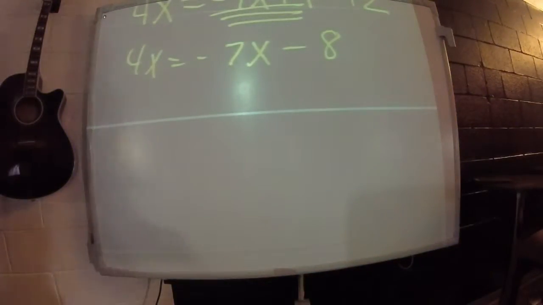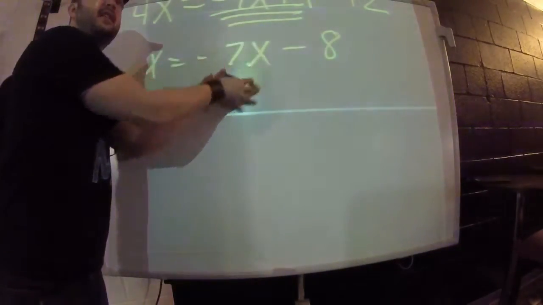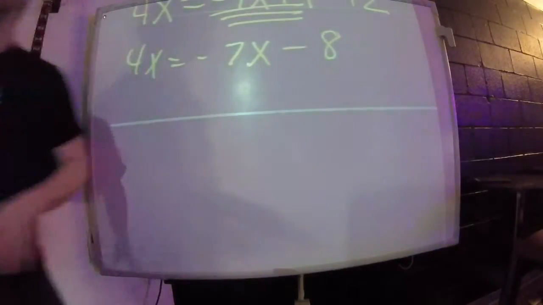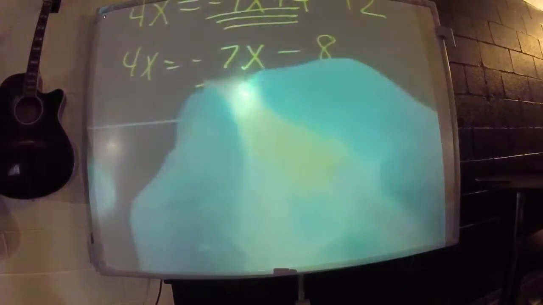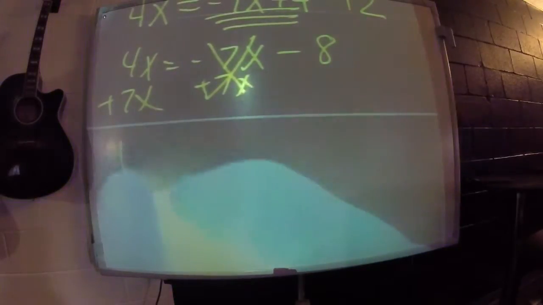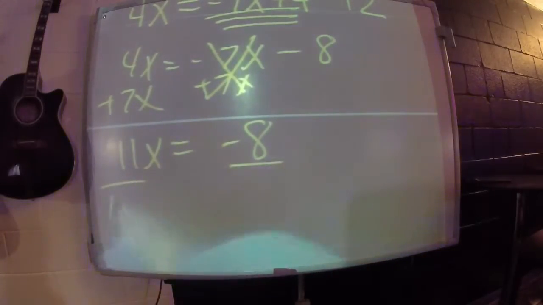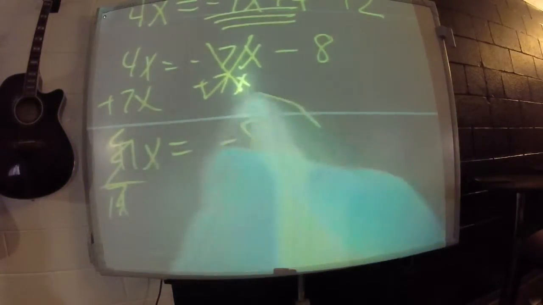What do I want to do? Add the 7. Yeah, I have x's on the left and the right. Let's kill this x by adding 7x to each side. Plus 7x, cross out. I get 11x equals negative 8. Then divide by 11, and x is negative 8/11.